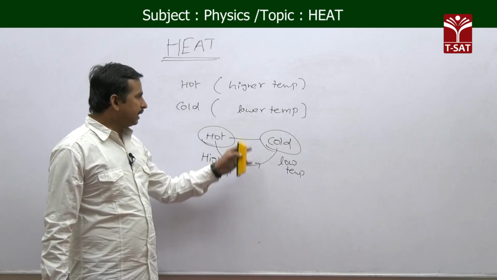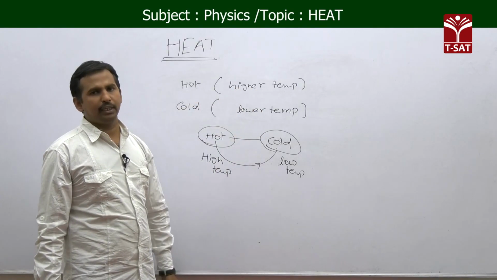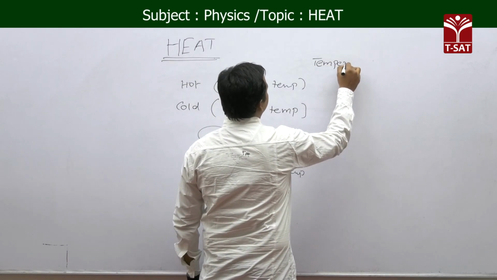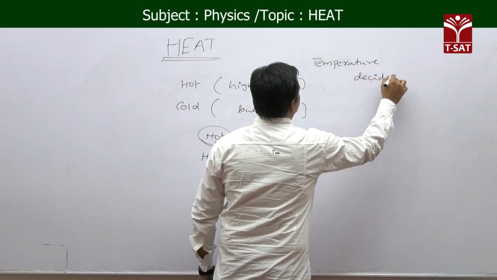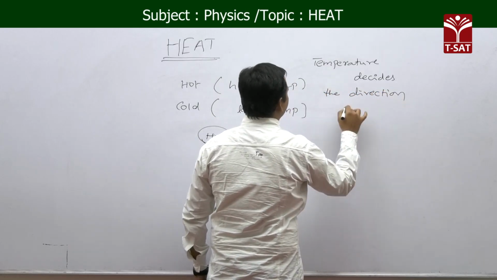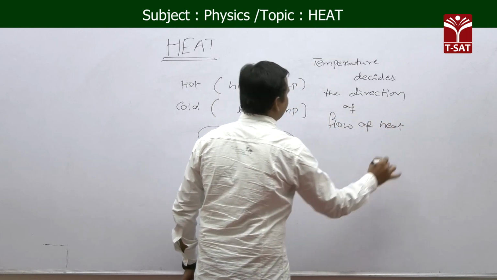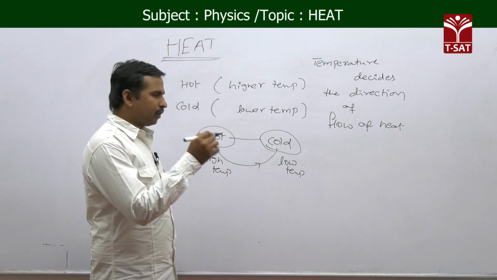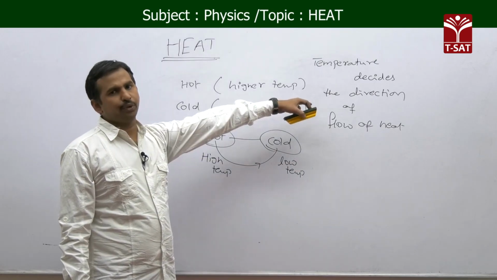Which means the temperature of the body decides the direction of flow of heat. Which one? Temperature. The temperature decides the direction of flow of heat. So this temperature decides whether heat goes from A to B or B to A. All that depends on the temperature.